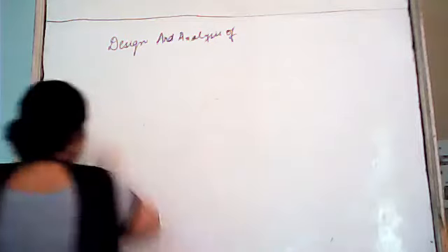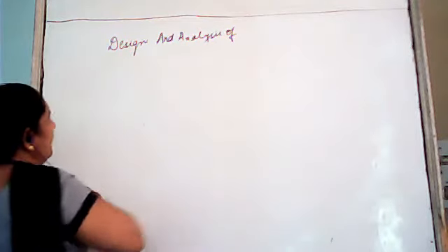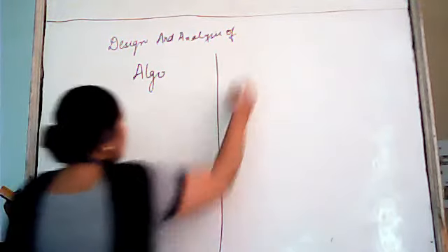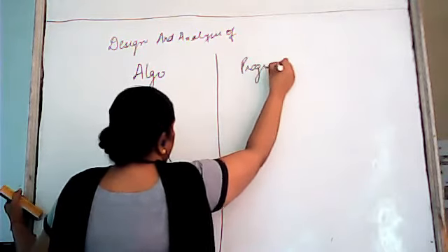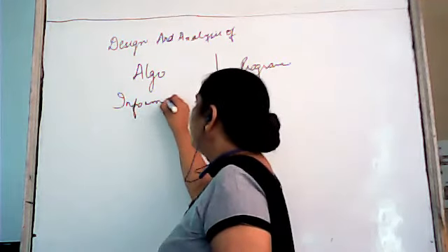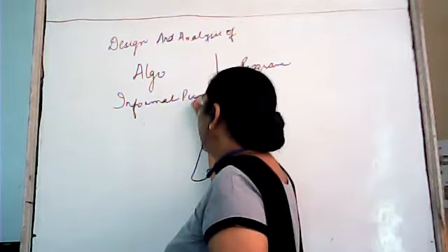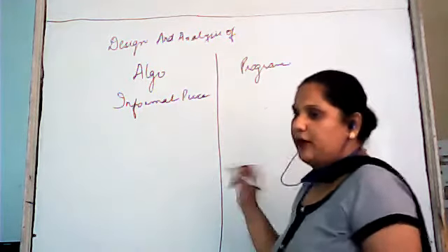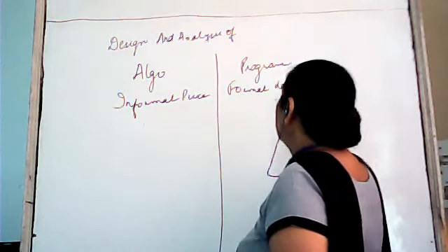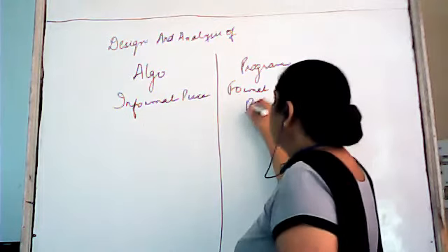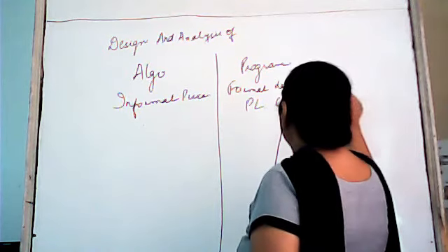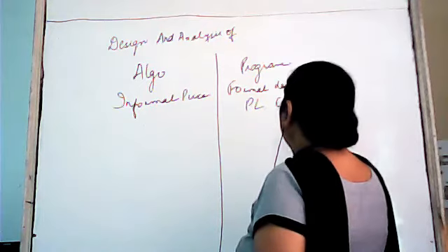Now, what is the exact difference between an algorithm and a program? An algorithm is a blueprint or an informal piece of code. Informal means you can write it in any language that human beings understand. A program means formal language, a programming language. The code has to be in C, C++, Java, Python, or any high level language.